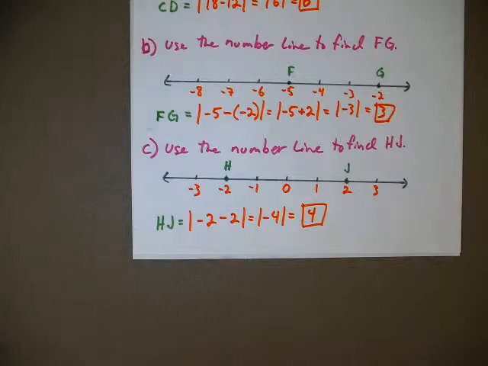So hopefully you find this pretty straightforward. What you're doing is subtracting one number from one endpoint from the other endpoint, and taking the absolute value of that.